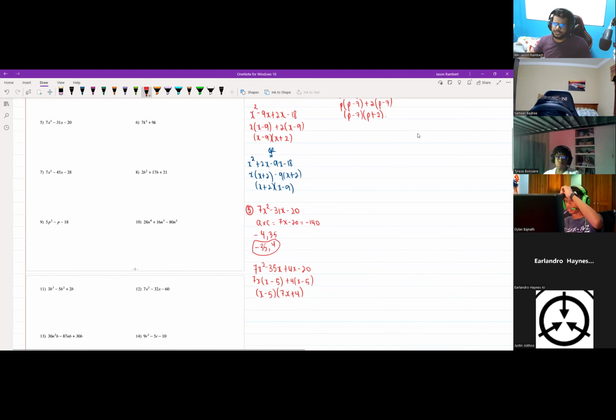Number 6 looking a little tricky as well. Number 6 looking a little wonky. 7k squared plus 9k. Now, just because I'm not seeing c doesn't mean it's not there. I could put a plus 0 and have c to be equal to 0. Agreed? So a will be 7, b will be 9, and c will be 0. Agreed?